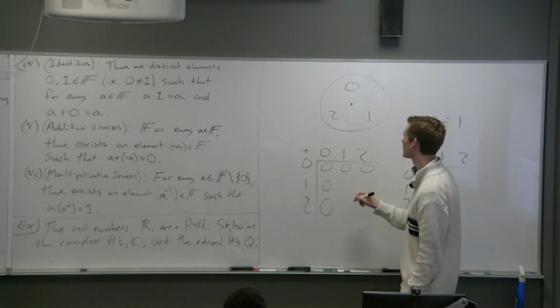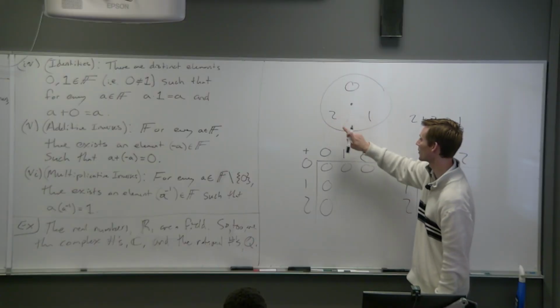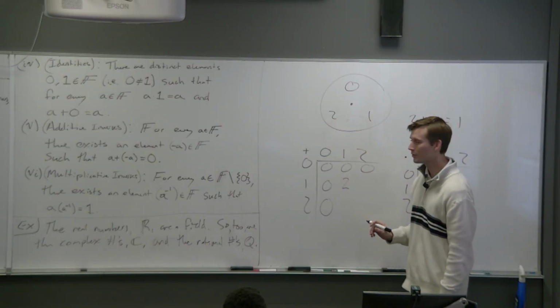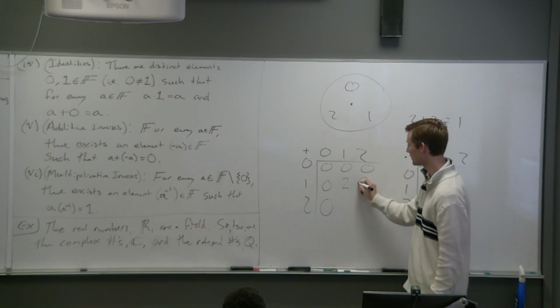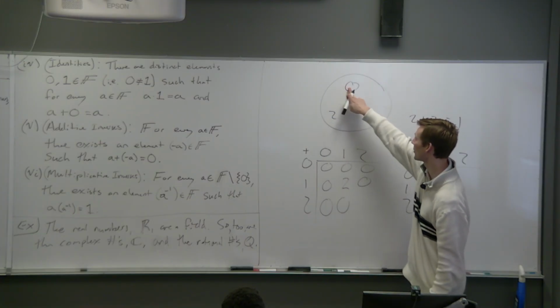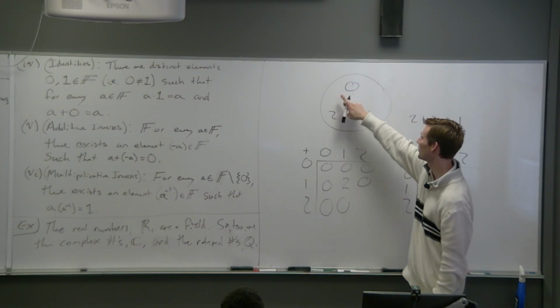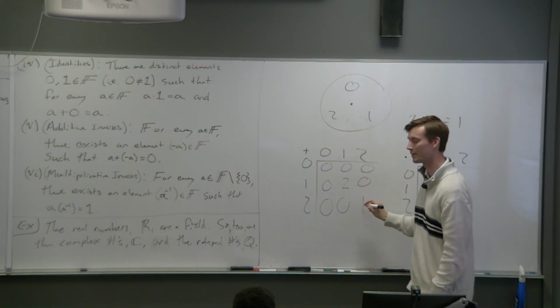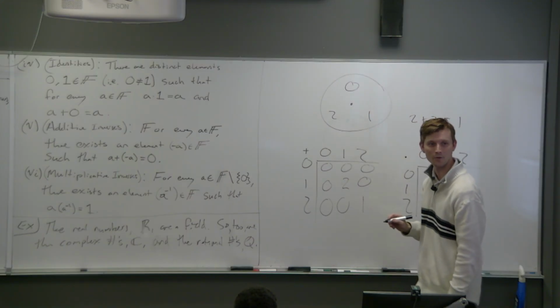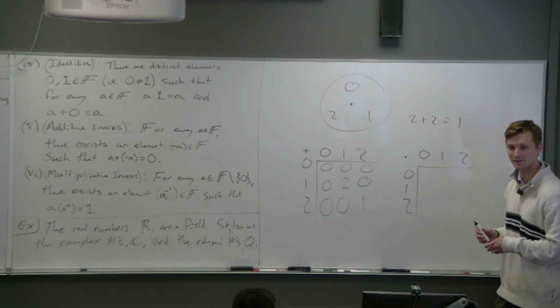All right, what's 1 plus 1? 1, and then I go 1 further, I get to 2, yeah? 2 plus 1 is 0, since if I'm at 2 and I go 1 further, I get to 0, yeah? And then what's 2 plus 2? Well, if I go 2, 2 further, I get to 1, yeah? Okay, what about multiplication? Yes?